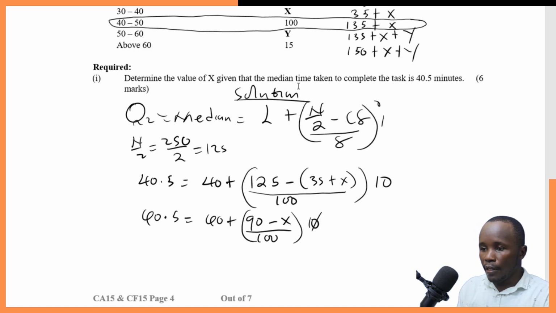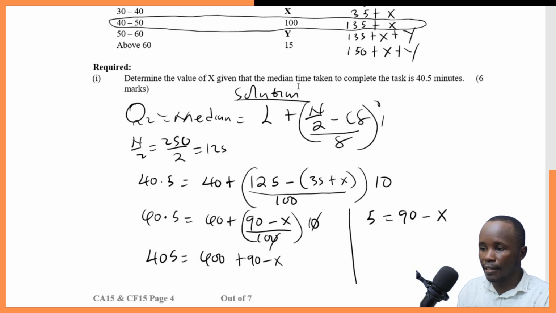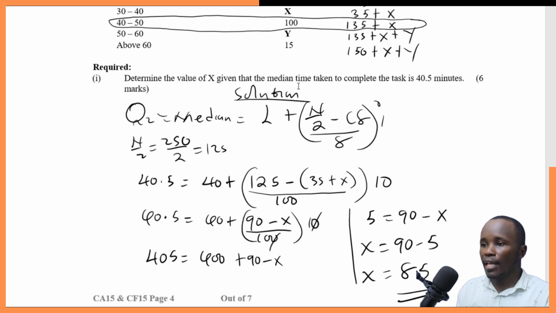Yeah, 10 and 10 will go. Multiply everything by 10. This is mathematics now. It means 405 is equal to 400 plus 90 minus x. Add the like terms. Subtract 400 from both sides, it means 5 is equal to 90 minus x. And x is equal to 90 minus 5. x is equal to 85. That's what you're looking for. Determine x.